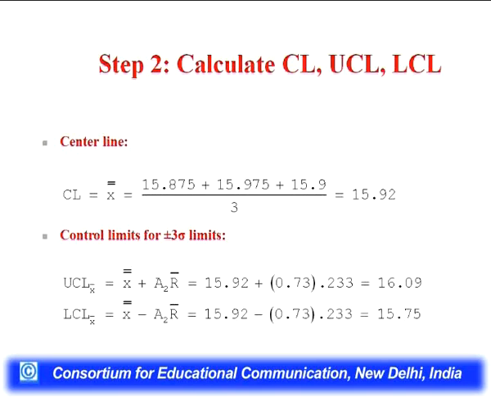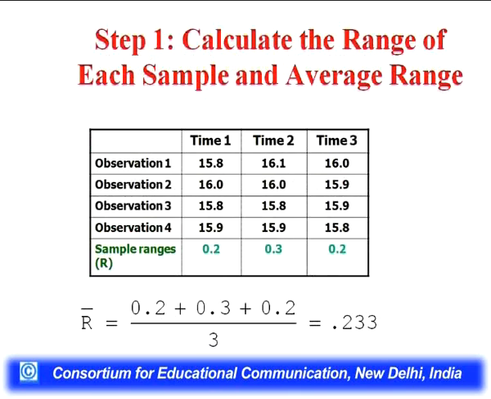The upper control limit for x bar is x double bar plus A2 r bar. A2 is the factor taken from the previous table and r bar is the mean already calculated for the range. This is 15.92 plus 0.73 into 0.233, and this gives 16.09. 0.73 has been taken from the previous table. Let us go to the previous table.